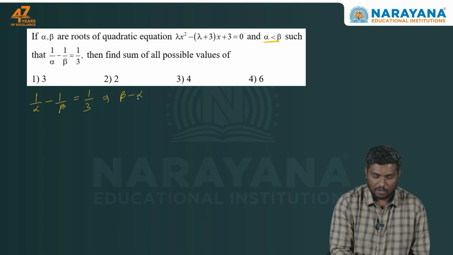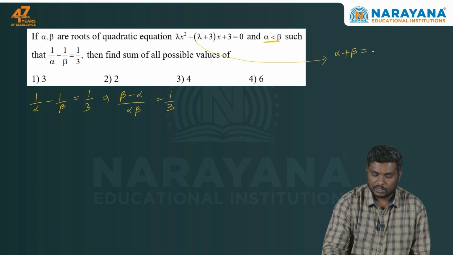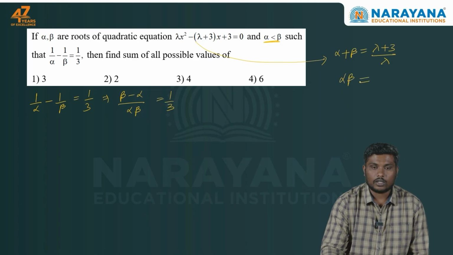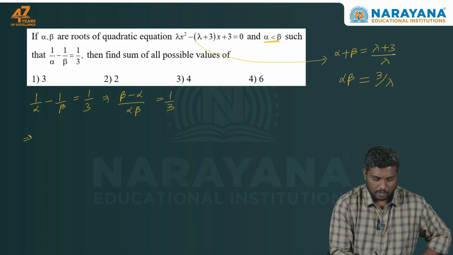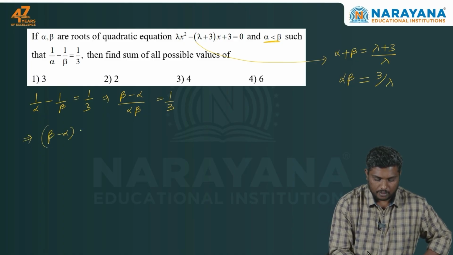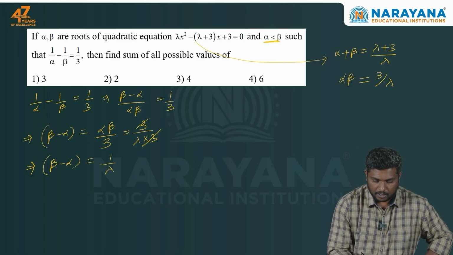Beta minus alpha by alpha beta is equal to 1 by 3. From this equation, one can easily identify what is alpha plus beta, which is lambda plus 3 by lambda, and what is alpha beta, the product of the roots. The product of the roots is 3 by lambda. Now beta minus alpha is equal to alpha beta by 3. What is alpha beta? 3 by lambda into 3, 3 cancel out. So we are getting beta minus alpha is equal to 1 by lambda.